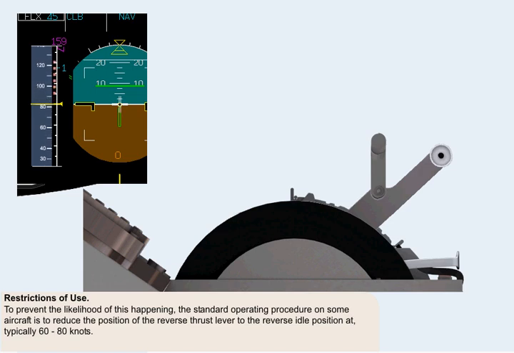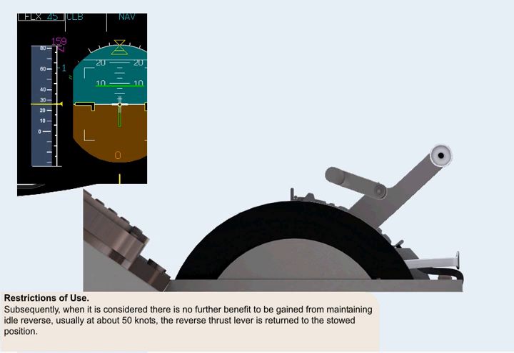To prevent the likelihood of this happening, the standard operating procedure on some aircraft is to reduce the position of the reverse thrust lever to the reverse idle position at typically 60 to 80 knots. Subsequently, at a speed where it's considered there is no further benefit to be gained from maintaining that idle reverse position, that is, when it's judged that there is no further requirement for a sudden selection of full reverse power, usually at about 50 knots, the reverse thrust lever is returned to the stowed position.